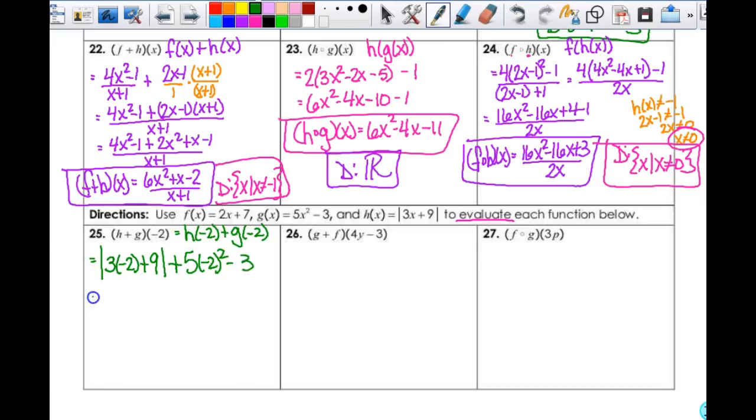So then I just got to clean all this up. Absolute value of negative 6 plus 9 plus this negative 2 squared is 4 times 5 is 20 minus 3. So this is the absolute value, this would be 3 plus 20 minus 3 is going to be 20. And that is h plus g of negative 2.